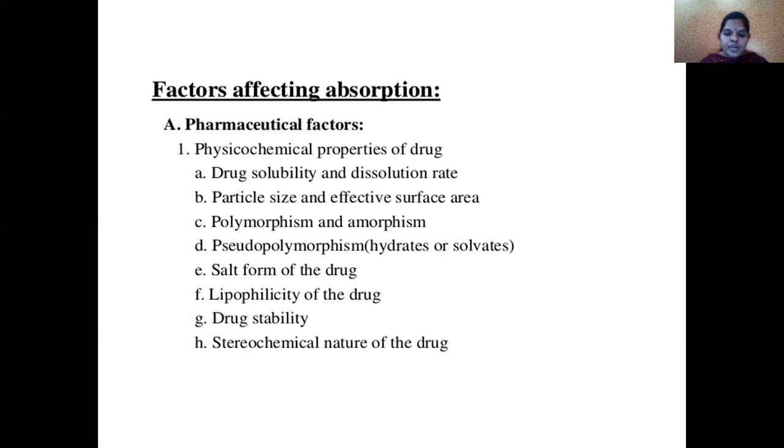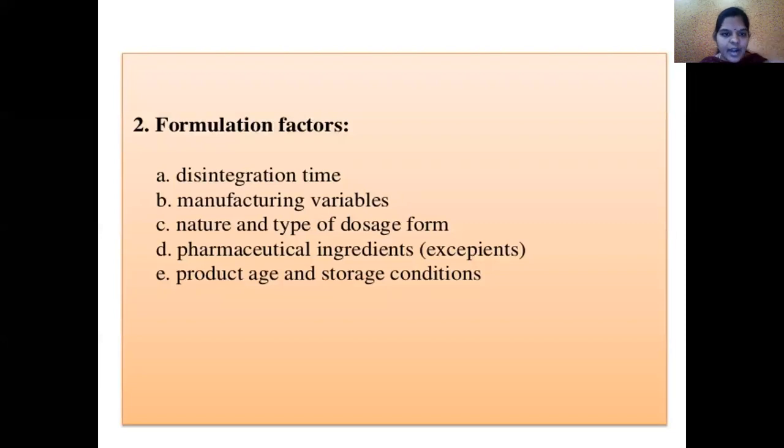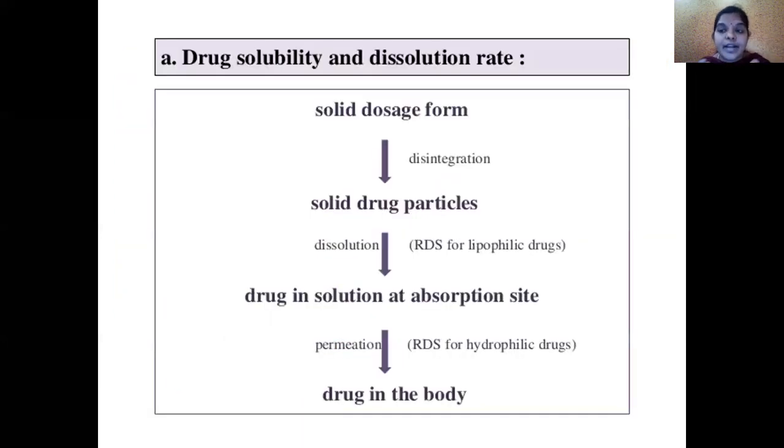Okay, so first, these are the pharmaceutical factors, and formulation factors and patient related factors we will discuss in further classes, right? First we will discuss pharmaceutical factors under physicochemical properties, under that drug solubility and dissolution rate. I will discuss these factors later. Okay, what is the drug solubility and dissolution rate and how does it affect your absorption rate from the GIT?